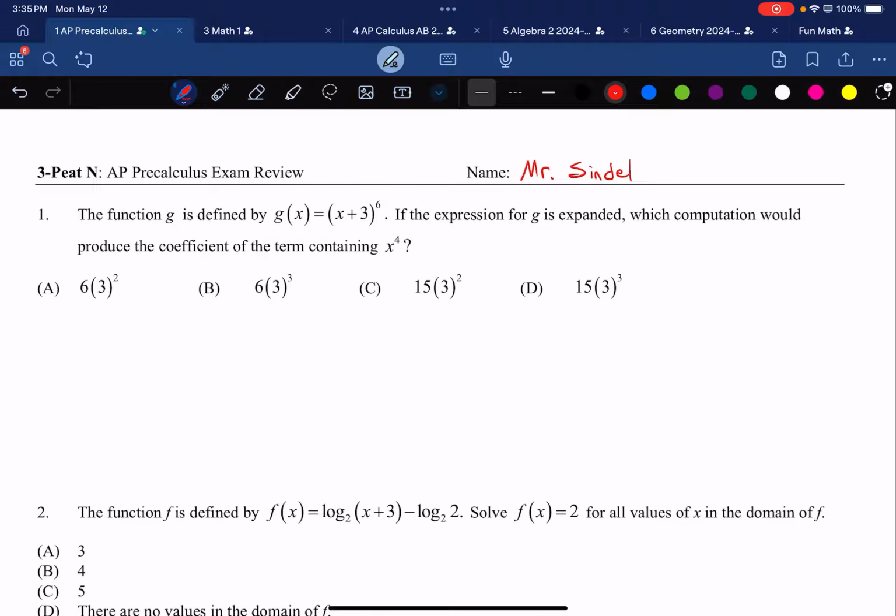This is AP Precalculus. We're doing the review for the AP exam. This is the 3-peat-N activity. Make sure that you're doing this entire worksheet in under 6 minutes.